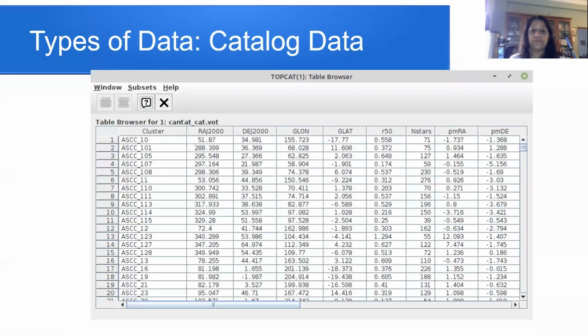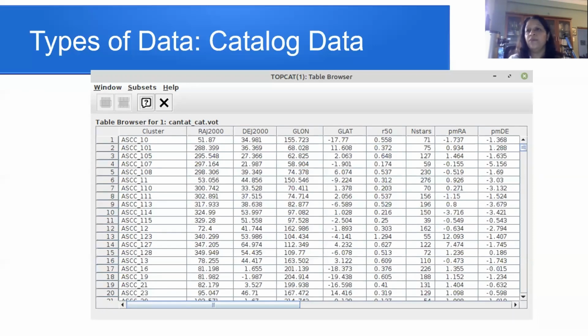The other kind of data you can have is what is called catalog data. Catalog data is basically tables. For example, here I have a table for clusters. There's a cluster name, the coordinates, the right ascension, the declination, galactic longitude, galactic latitude, the radius, the number of stars in it, proper motions, etc. So these are like spreadsheets. They are catalogs. But in astronomy, we handle that far better using something called TopCat.